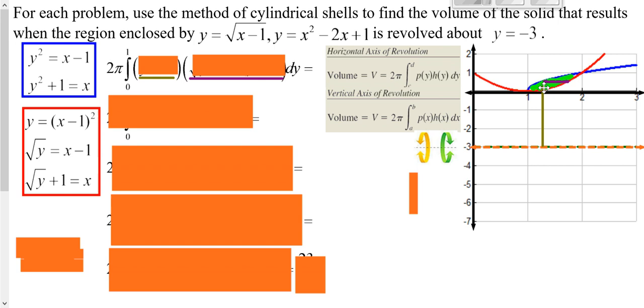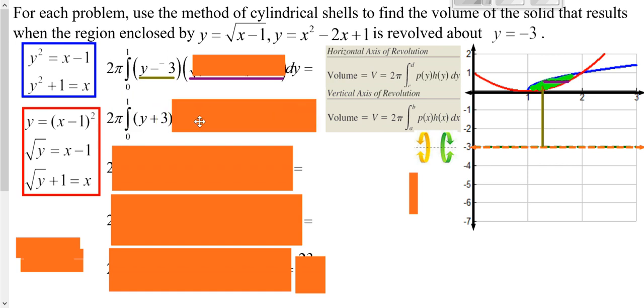So your height then has to go from your shaded region to your axis of rotation, axis of revolution. So we have to go top, which is our variable, minus bottom of negative 3. So y minus the negative 3 or y plus 3. Your height has to be perpendicular, so we got to take what's on the right, which is the red, minus what's on the left, which is the blue. The red is what's here, so that's on the right, minus what's on the left is the blue, and that's this right here.